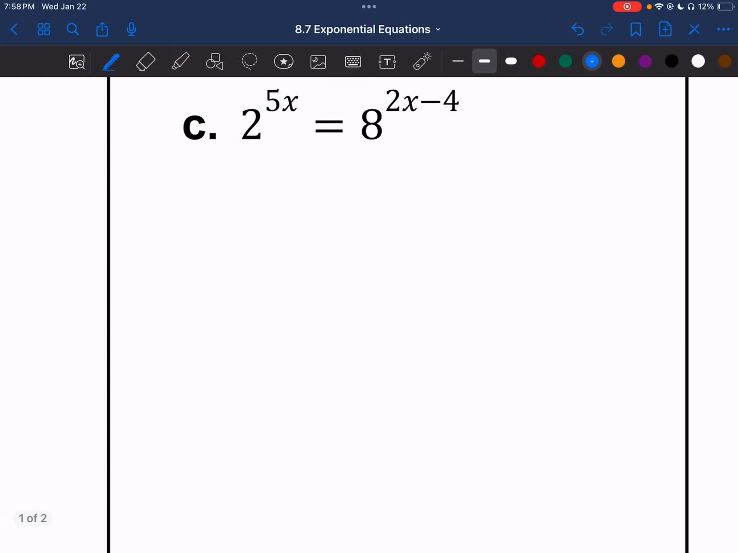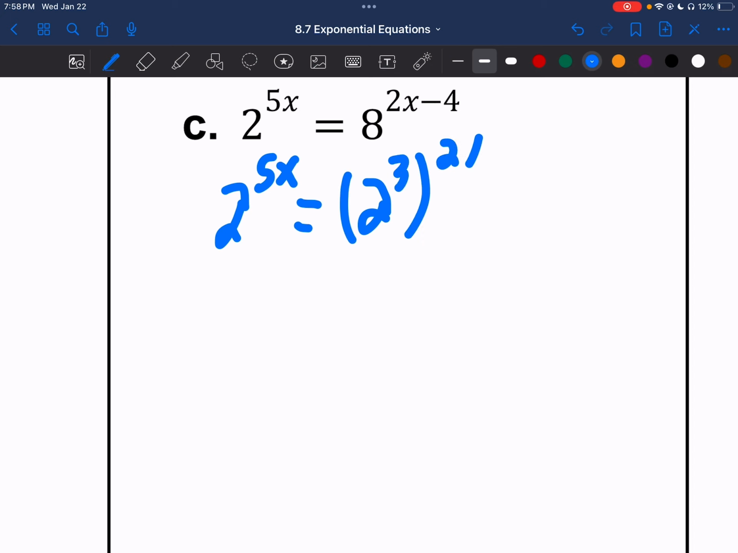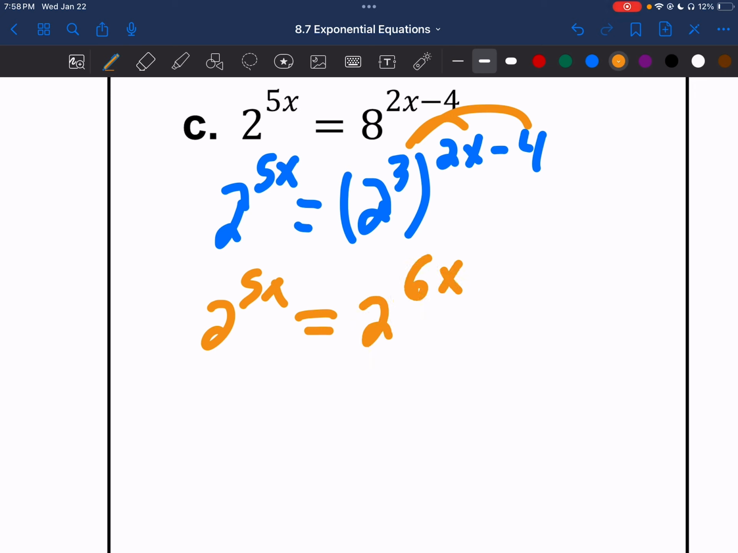All right, letter C, we have 2 to the 5x is equal to 8 to the 2x minus 4. Well, nothing to do on the left side here. So we have 2 to the 5x. 8, I can write 8 as a power of 2, and that's 2 to the 3rd power to the 2x minus 4. And so now we multiply the 3 by the 2x minus 4, and we get 2 to the 5x is equal to 2 to the 6x minus 12.